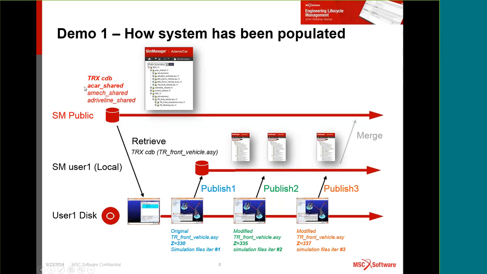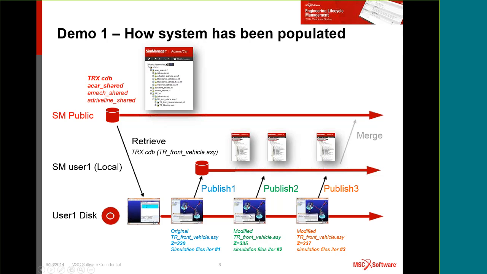We imported in SimManager a set of public CDBs: ACAR shared, AMAC shared, A driveline shared, and the TRX, where our assembly is located. Then the user started an Adams car session on his local PC. Thanks to a SimManager plugin developed for Adams car, which is part of the SimManager Adams car portal package, the user retrieved the TRX CDB in his local environment, executed the simulation, and then again using the plugin, he published back a local copy of the TRX CDB and the associated simulation files.